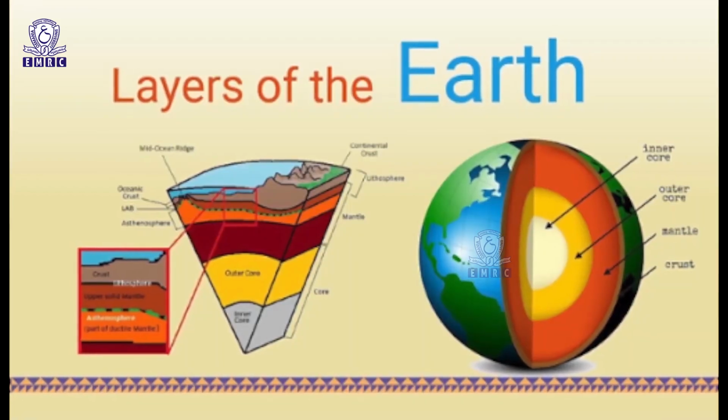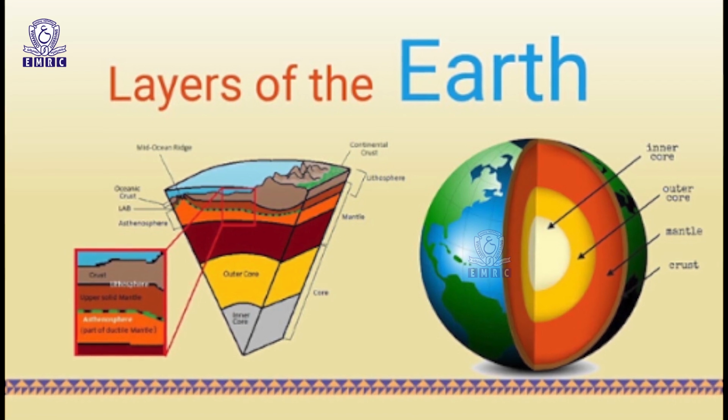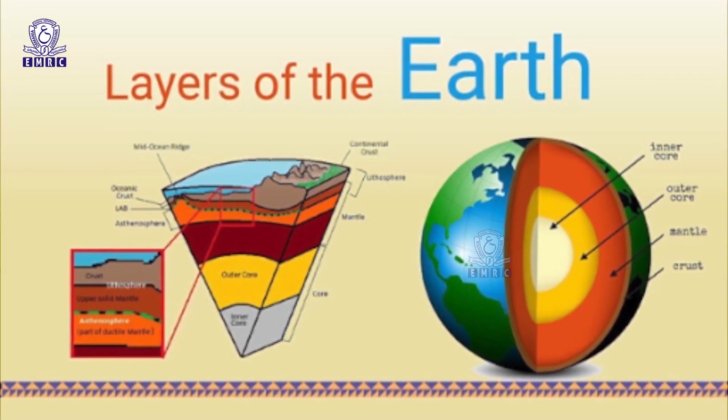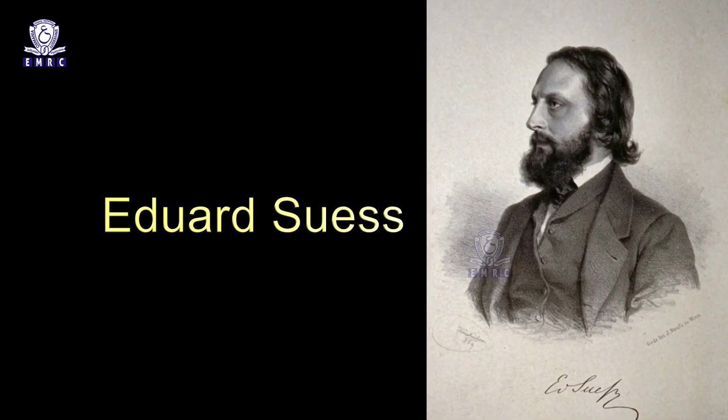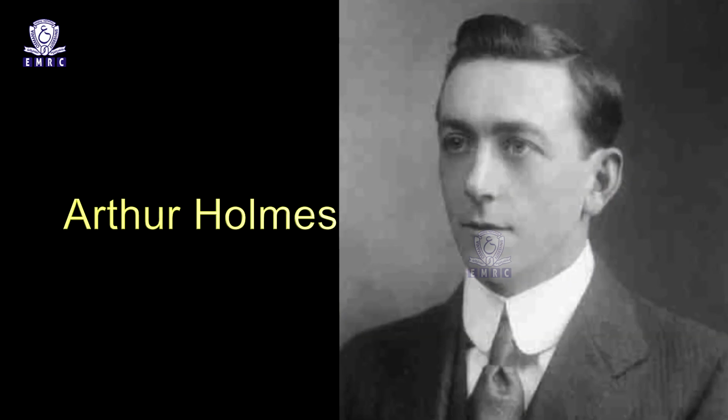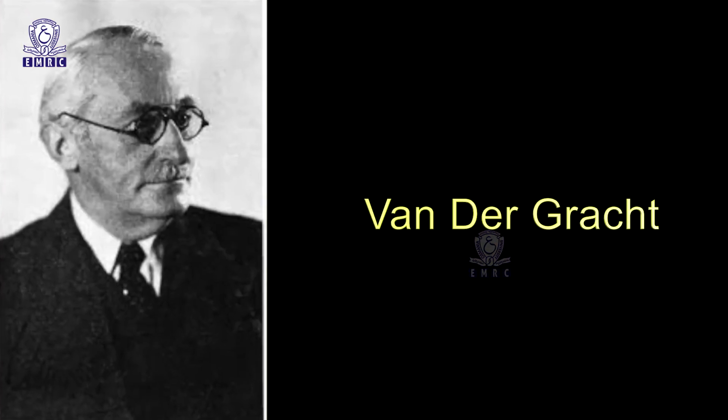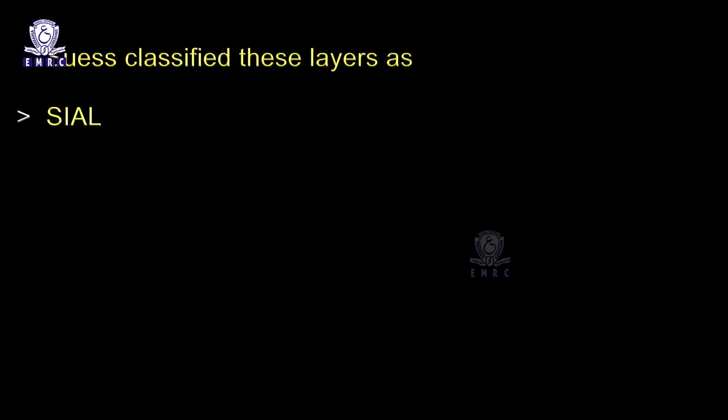Based on seismic data and other sources of information, the earth is divided into layers. Each of these layers has different physical and chemical composition. Different layers of the interior of the earth are identified by various scientists such as Suess, Daly, Holmes, van der Gracht, etc. Based on the chemical composition, Suess has identified 3 zones. Suess classified these layers as Sial, Sima and Nife.